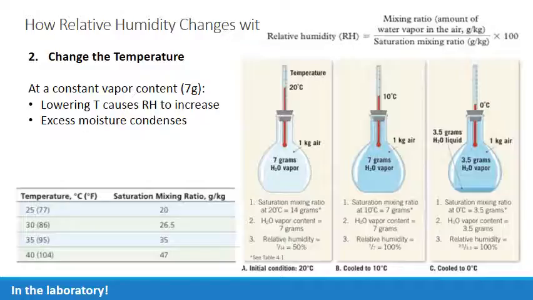If you were to cool that flask from 20 to 10 degrees C, as you see in the middle picture, the relative humidity increases from 50 to 100%. So we could conclude that when the water vapor content remains constant, a decrease in temperature results in an increase in relative humidity. But there's no reason to assume that cooling would cease the moment the air reached saturation.